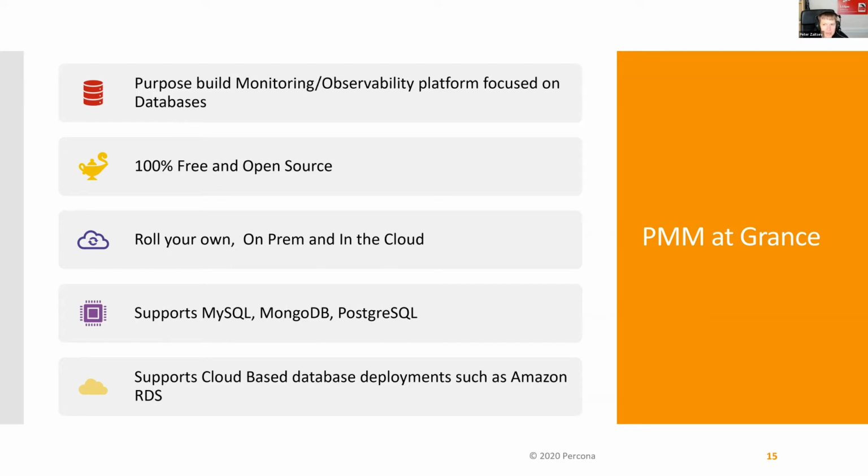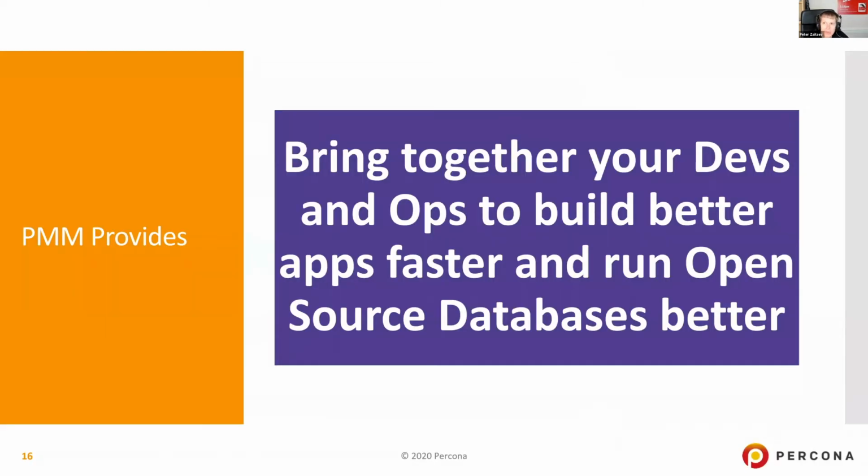It actually can be made to monitor other systems too, with the concept of external integrations. We support both your on-prem deployments, or do-it-yourself deployments, as well as cloud-based deployments such as Amazon Aurora and Amazon RDS. Obviously, the level of information you will be getting is different, but we support both. And our goal, really, in this case, is to bring together your dev and ops to build better applications faster and run open source databases better and more efficiently.